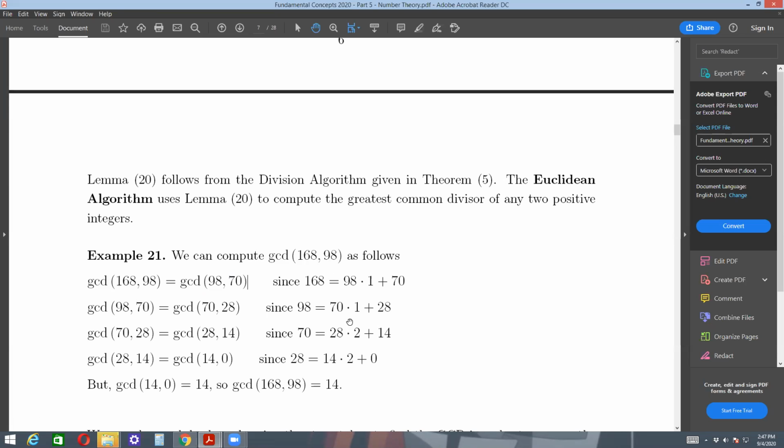So I do the same thing with these two. 98 is 70 times 1 plus 28. So the GCD of that is the same as the GCD of 70 and 28, and this is equal to this. So there are actually equal signs going on over here. Keep going. Next we have 70 is 28 times 2 plus 14. So it's the same as the GCD of 28 and 14. Now, at this point, you actually know that 28 is 14 times 2, so the GCD of these two would just be 14. But you keep going until you get a 0, basically.